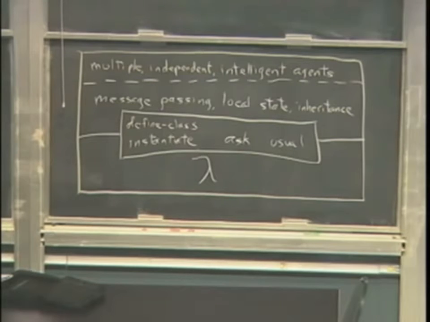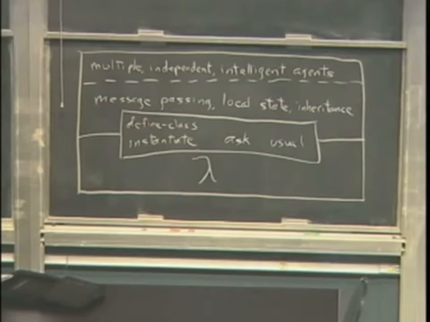There are 4 components to our object-oriented language. They're define class, instantiate, ask, and usual. Ask and usual are like selectors. Define class is like a constructor, sort of. And instantiate is actually both.